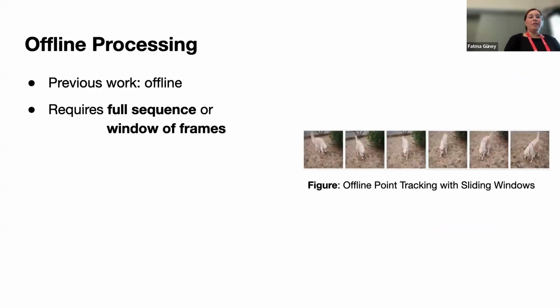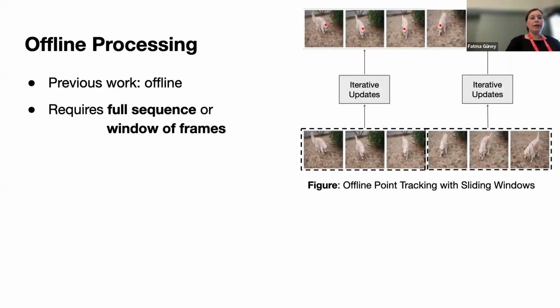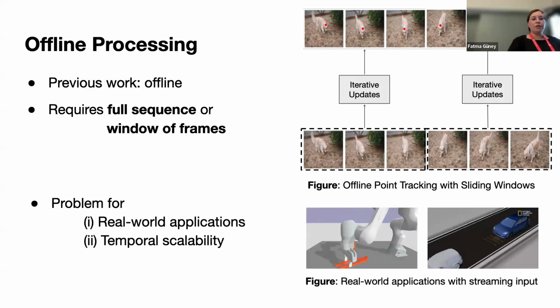The methods process either the entire video or a large window of frames with iterative updates, okay? You're allowed to look at all the frames in an offline manner. This, of course, allows high accuracy. We can see everything, all the information in all frames about the point, by using both past information and future frames.